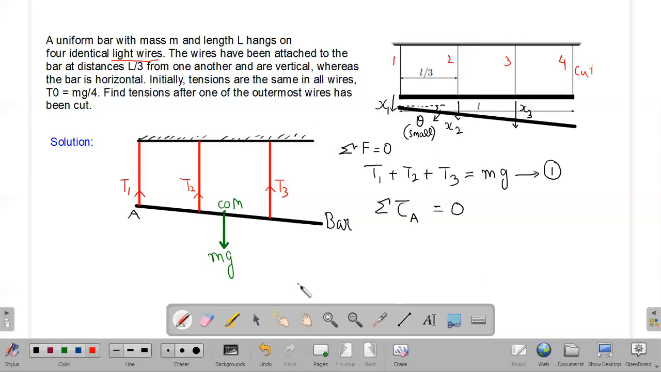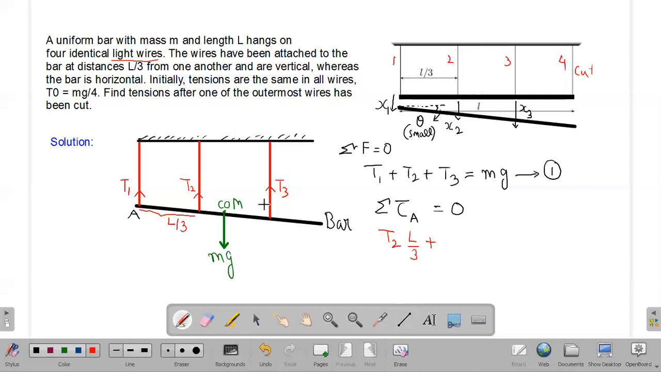Relative to the point A, there will be no torque given by the force T1, as it is passing through the point A. So no torque will be developed by the force T1 at this point. The force T2 in the second wire will produce a torque about the point A, and that torque we can calculate as the force T2 into the distance from the point A. Since we are approximately considering the bar as horizontal, the distance of T2 from the point A can be written as L by 3. So I can write T2 L by 3.